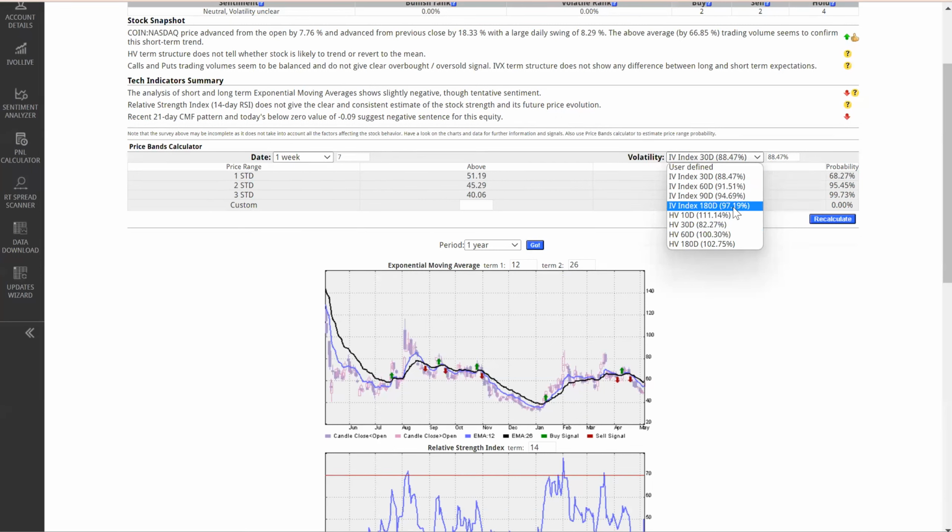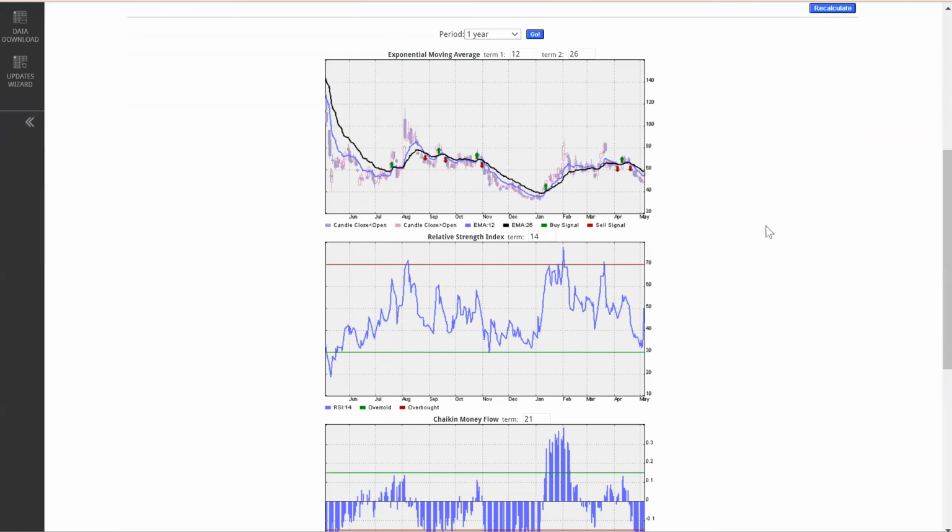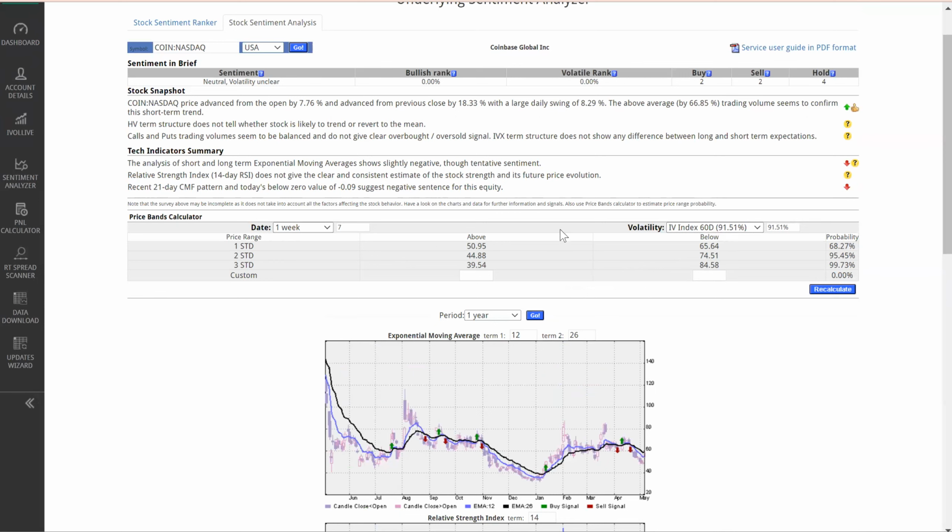So again, if you're a longer term trader, you could change this. If you're a shorter term trader, you could change it. You could also, instead of implied volatility, measure it against historical volatility. So for example, we could go IVX 60, recalculate. And what that's going to do is all the math for you. It's going to calculate what a 1 standard deviation move would be for Coinbase from its current price, a 2 standard deviation move, a 3 standard deviation move. It's going to give you the exact share price that corresponds with that move. And then it's going to tell you the probability of this scenario playing out.